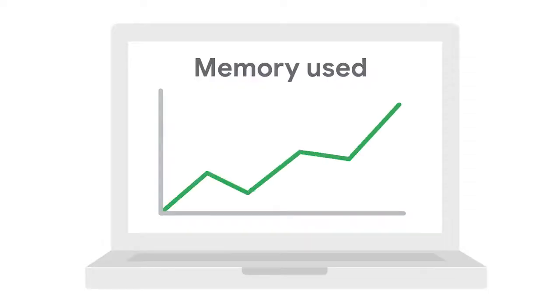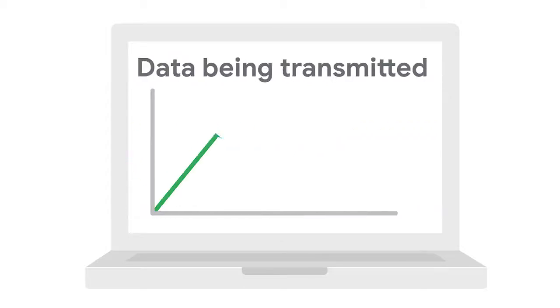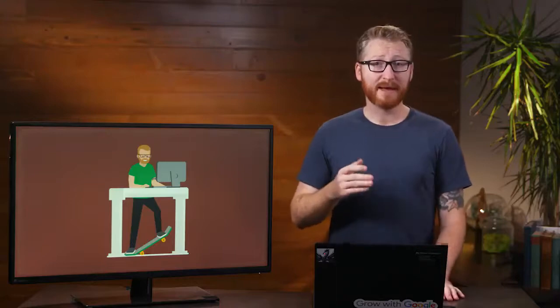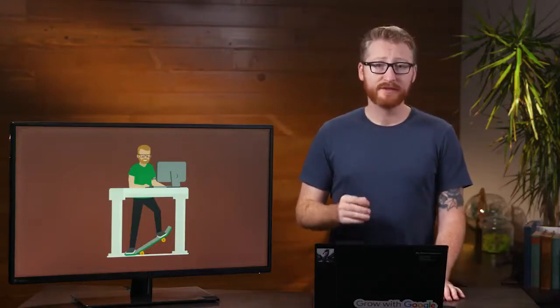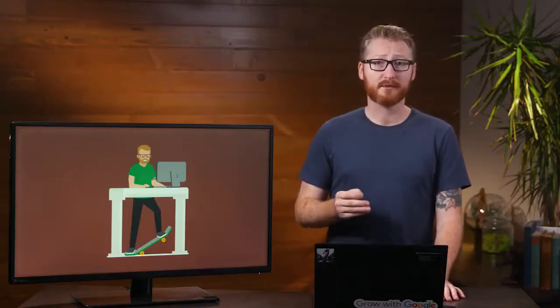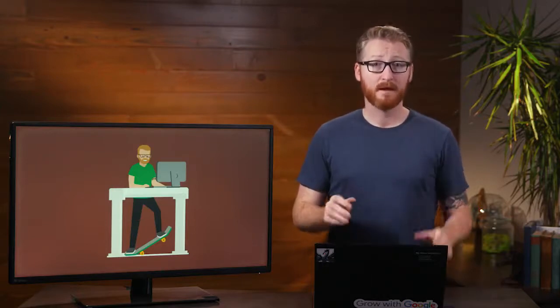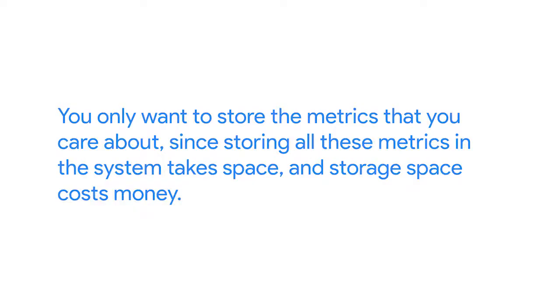Or, if you see that in the past couple days, the memory used by your instances has been going up, you can check if this growth follows a similar increase in another metric, like the amount of requests received, or the amount of data being transmitted. This can help you decide if there's been a memory leak that needs to be fixed, or if it's just an expected consequence of a growth in popularity. Pro tip: you only want to store the metrics that you care about, since storing all of these metrics in the system takes space, and storage space costs money.